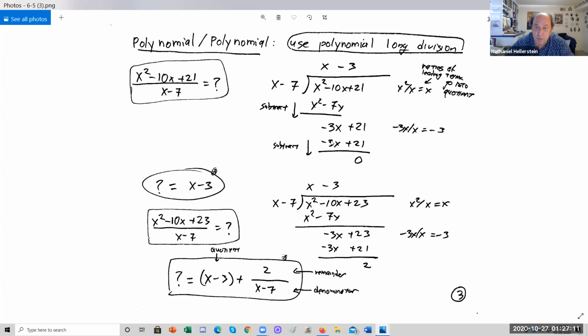Negative 3 times x is minus 3x. Negative 3 times negative 7 is plus 21. We subtract. No remainder whatsoever. So therefore, the ratio is just the quotient, x minus 3.